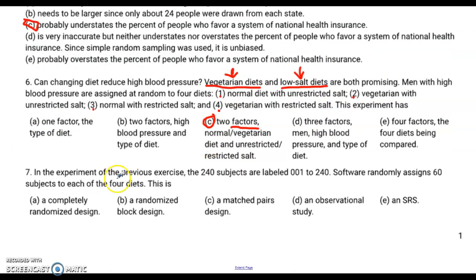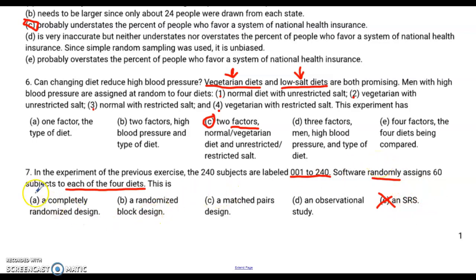And question number 7, it says that there's 240 subjects. They're already labeled from 001 to 240, so my sample is already chosen. All of my subjects are already here in my sample. This says that software randomly assigns 60 subjects to each of the 4 diets. This is not sampling, this is assignment of treatments to each of the 4 diets, right? So this is not an SRS. One of the common misconceptions is that this is an SRS because it says random here. Random assignment of treatment, however, is not sampling. Assignment of treatment is something else.